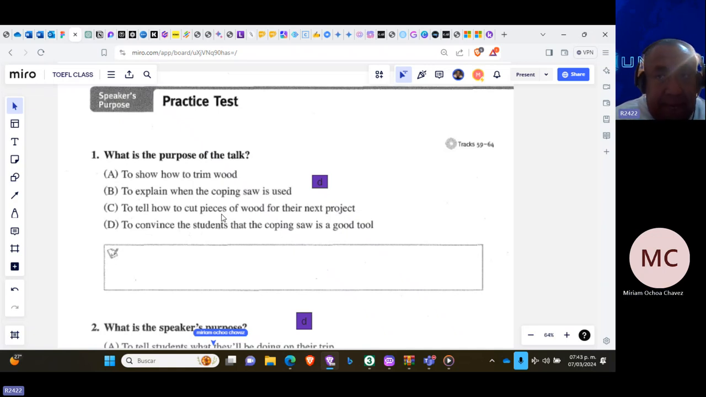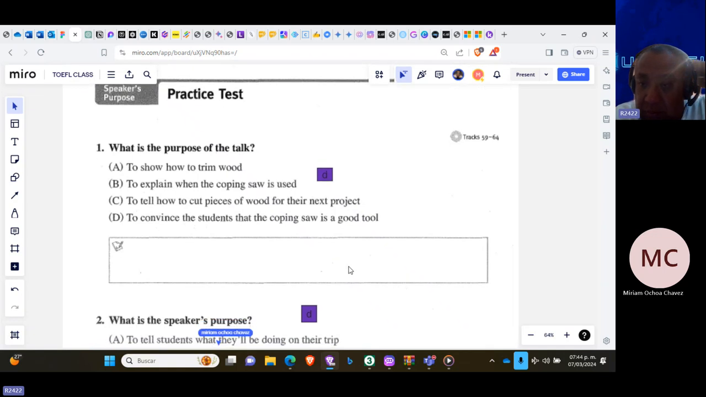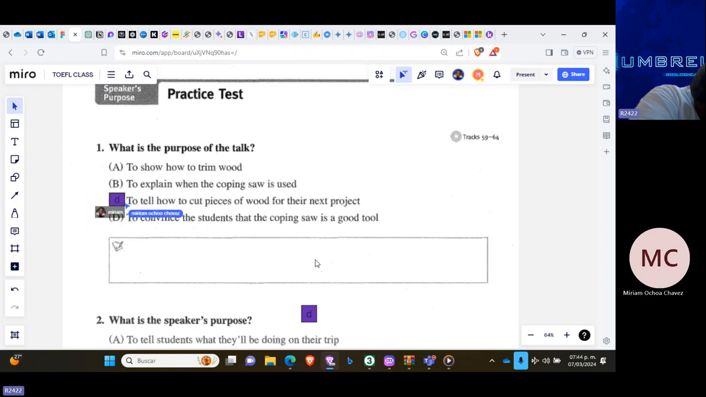We'll be learning about a coping saw this week. A coping saw is a simple tool that's used to cut soft pieces of wood. It isn't usually used to carve intricate shapes and is instead used to trim larger pieces of wood. Most people that use coping saws use them in their home workshops for simple projects. What is the purpose of the talk?